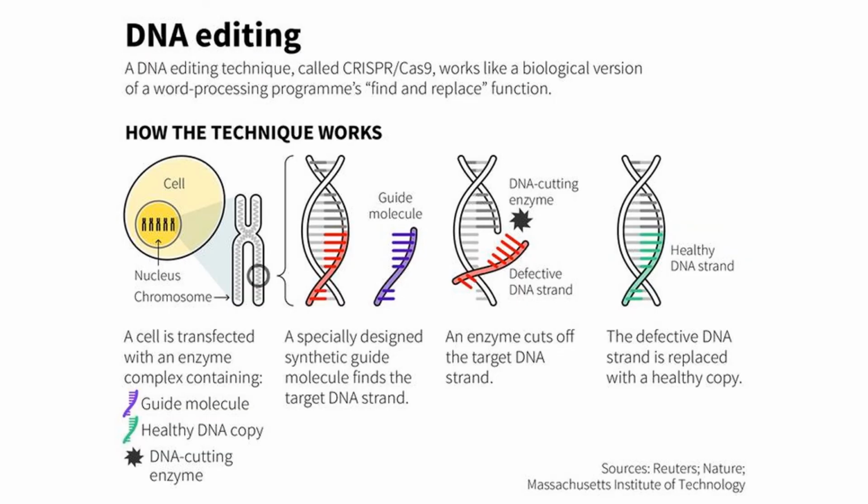Now a new technology has also come into existence recently, which is called CRISPR Cas9 gene editing technology, where a DNA editing technique called CRISPR Cas9 works like a biological version of a word processing program's find and replace function. Like in Word, we have find and replace. We find a particular word and we replace that particular word with another word, right?